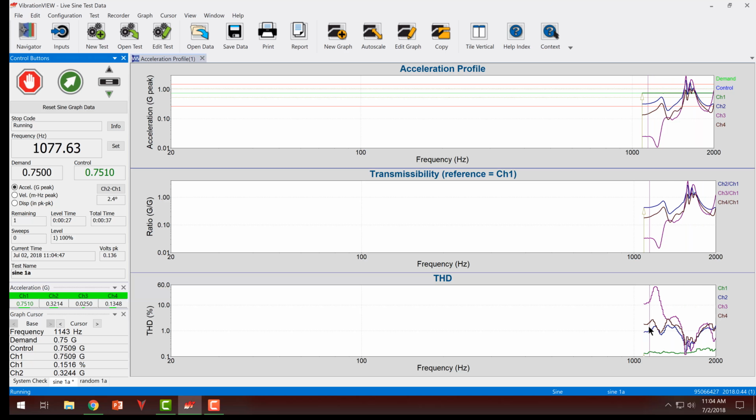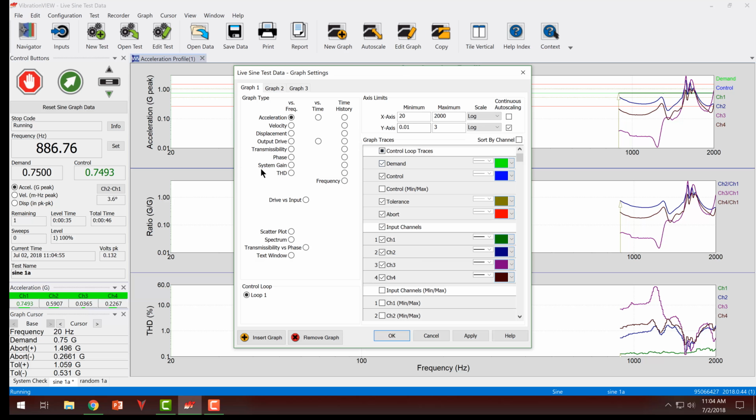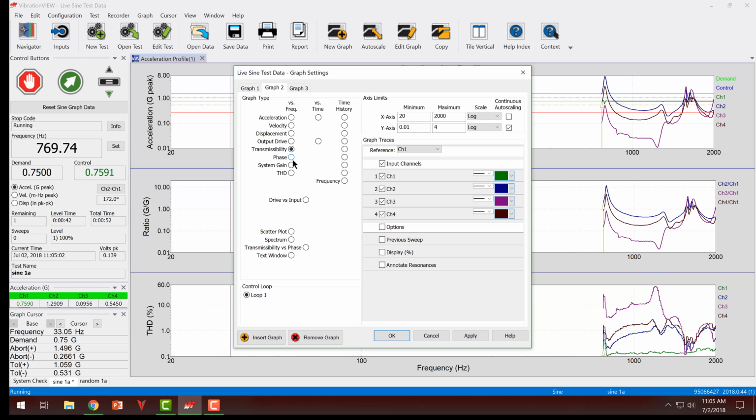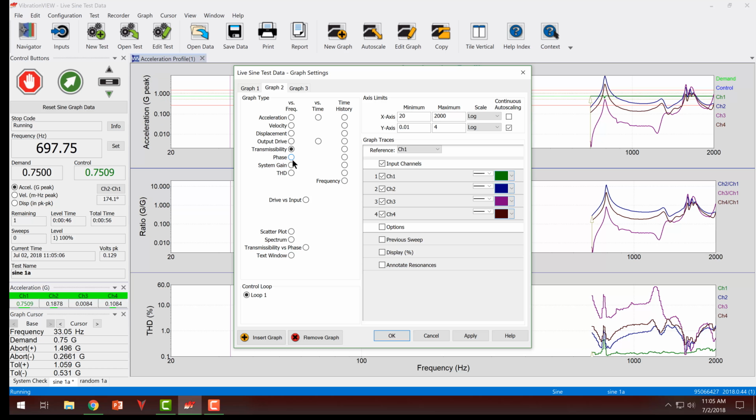The THD is being calculated. Here's transmissibility. Now we could change that graph a minute, and instead of doing the transmissibility, we do, let me back up a minute here.